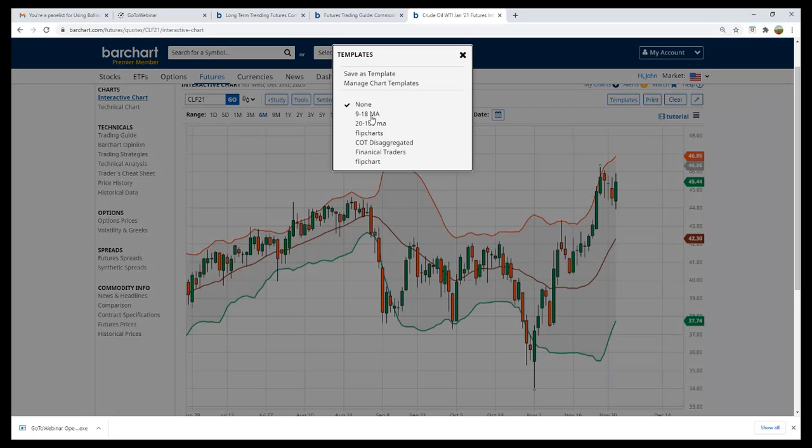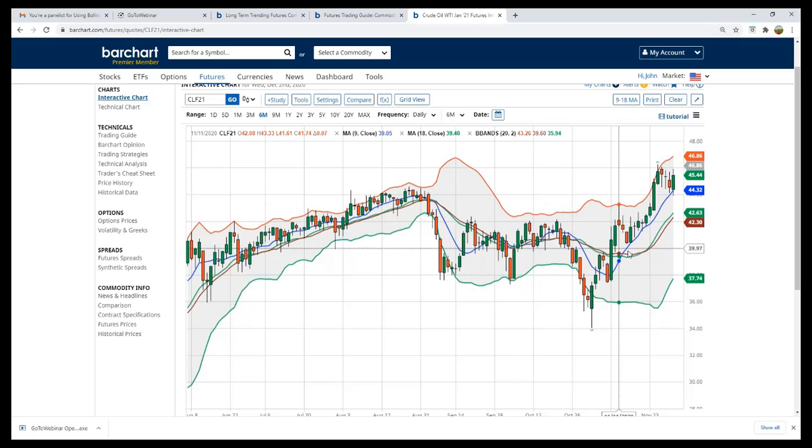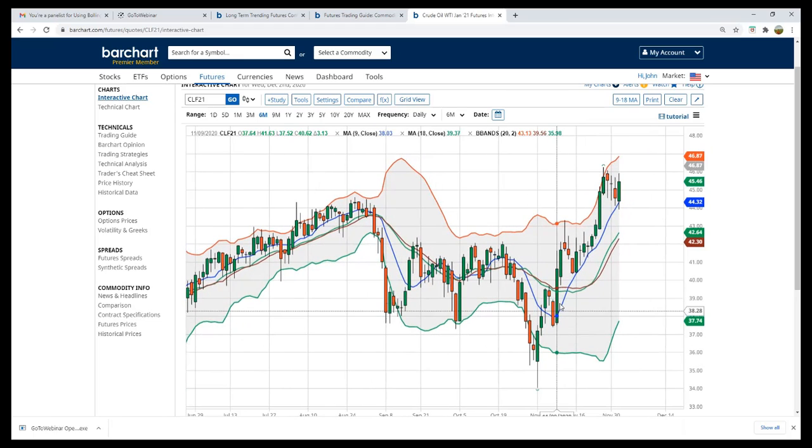If I looked at my 9 and 18, there was the crossover right there. That would have been a nice trading opportunity, and you would have been in this market somewhere around $40.50, $41, and it ran all the way up to $46. That would be a nice $5,000 return just waiting patiently until that signals the momentum and the Bollinger Bands telling you that the market is about to make this new trend.